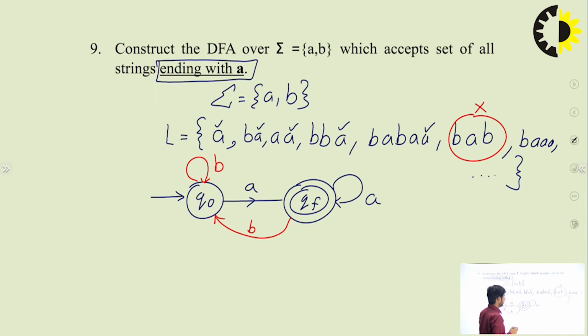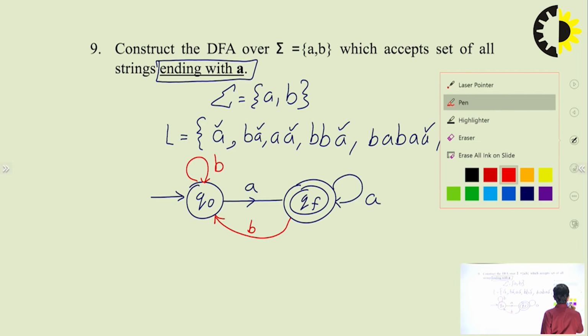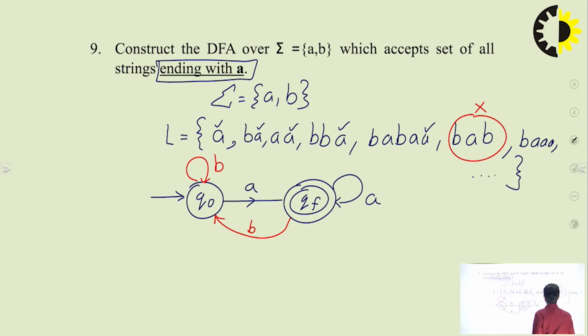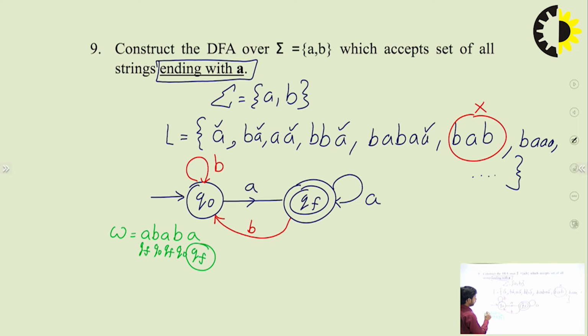Let's take some example. Some string W equal to A B A B A. Q node on input A goes to QF. QF on input B goes to Q node. Q node on input A goes to QF. QF on input B goes to Q node. Q node on input A goes to QF. Upon scanning the entire string, I am at the final state.